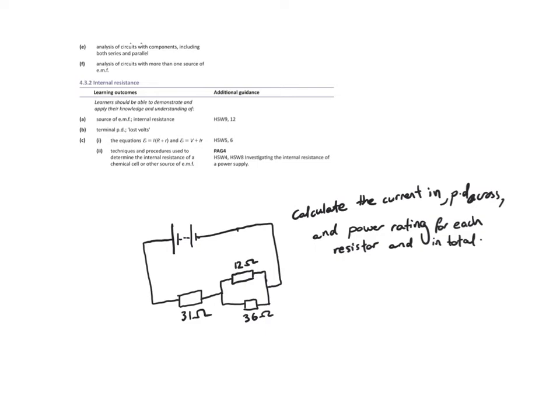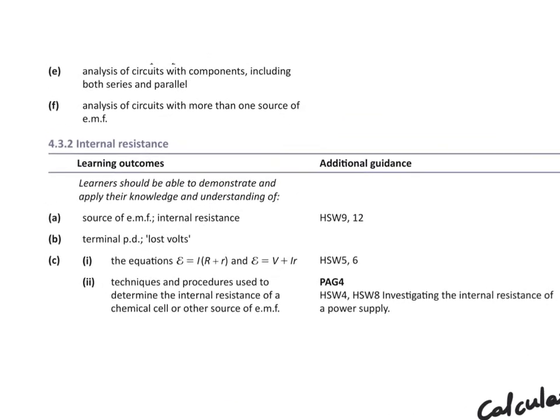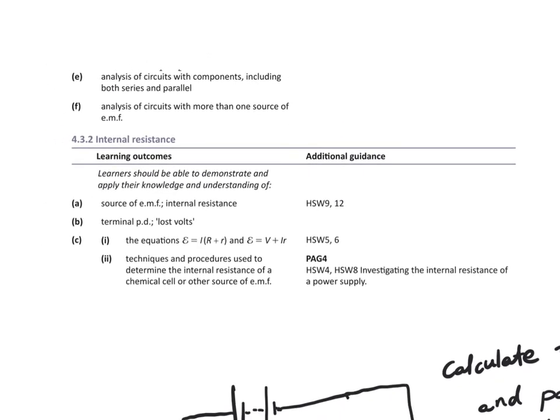Hi everyone. So today I will be going through chapter 10, lesson 2. Things that we will be looking at again, I will go through firstly some more analysis of circuits that include both series and parallel combinations, and analysis of circuits that contain more than one source of EMF.